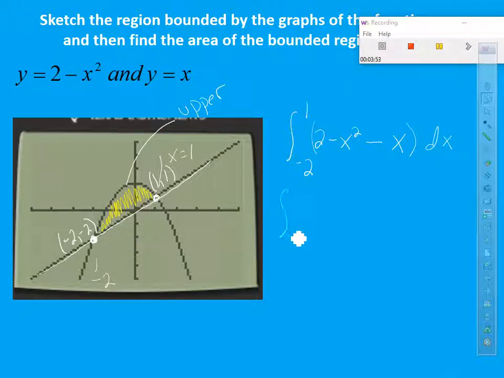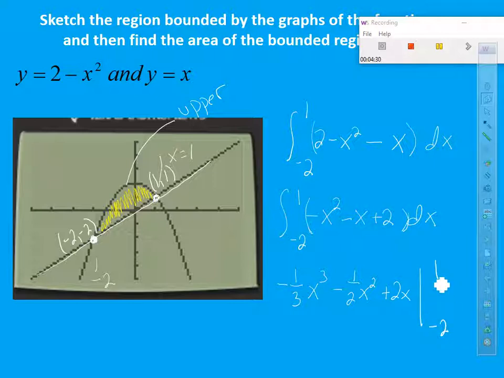Now here's what I'm going to do. I'm going to simplify this before I do any work on it. So I'm going to think of this as -x squared minus x plus 2 dx. Now we're going to find the antiderivative of this. So I'm going to have -1/3 x cubed minus 1/2 x squared plus 2x. And then I'm going to evaluate this from -2 to 1.